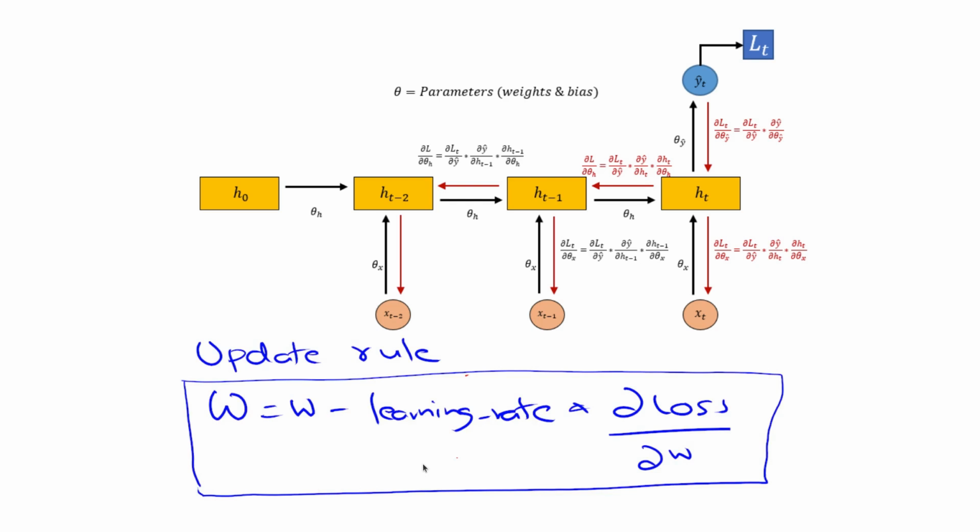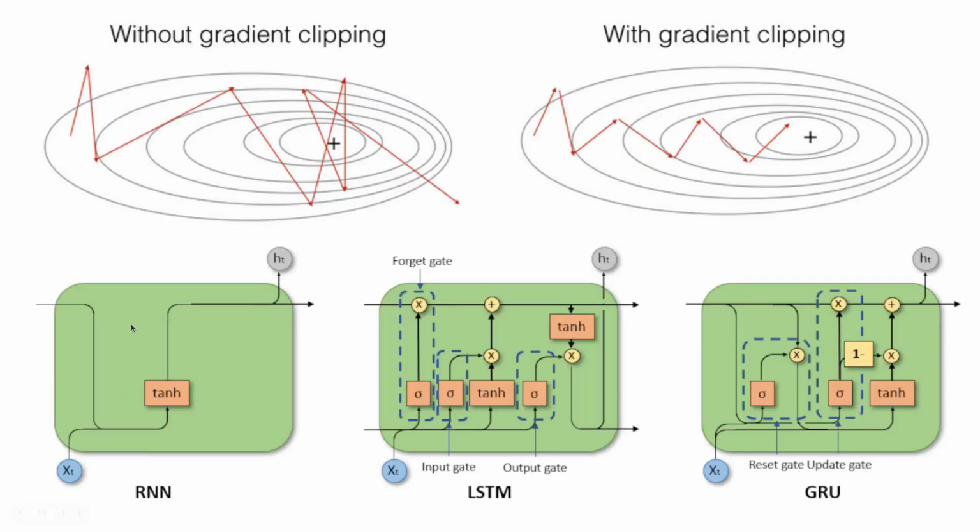The tricky part about BPTT is that the gradients can either explode, meaning become very large, or vanish, meaning become very small, as they propagate backward through time, especially in long sequences. This is known as the vanishing gradient problem and the exploding gradient problem. To combat these issues, techniques like gradient clipping, meaning limiting the size of the gradients, and using more sophisticated RNN architectures like LSTMs and GRUs are used. We'll save the LSTMs and GRUs for another video.